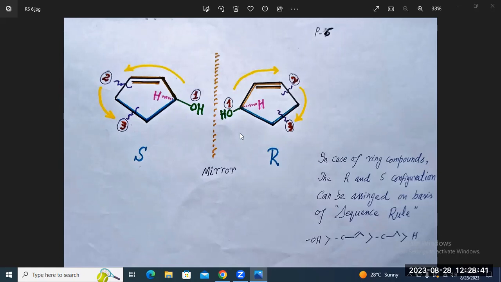The mirror image of this molecule is this, and you can see the OH is number 1, then this side is number 2, and then this side is number 3. So we will rotate from 1 to 2, 2 to 3. And this rotation is clockwise rotation, you can see. So the configuration of the chiral carbon, this whole molecule, would be R configuration.